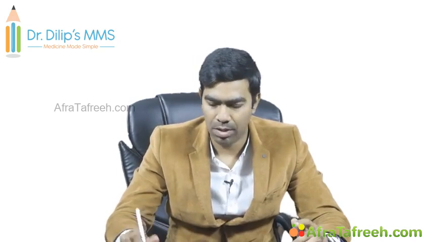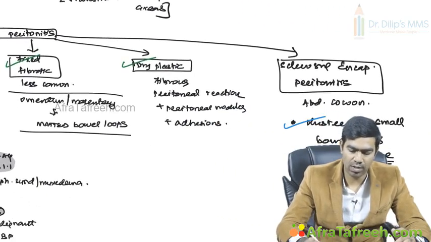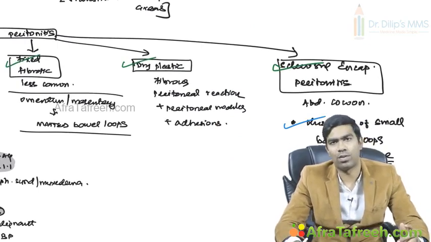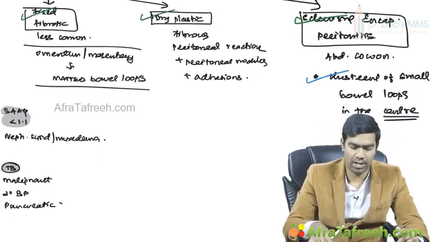But in the fixed fibrotic variety, dry plastic variety, and the sclerosing encapsulating peritonitis, in all these conditions you need a tissue diagnosis most of the time, because that's the only way to diagnose. So you might be needing a diagnostic laparoscopy. So be very clear about that.